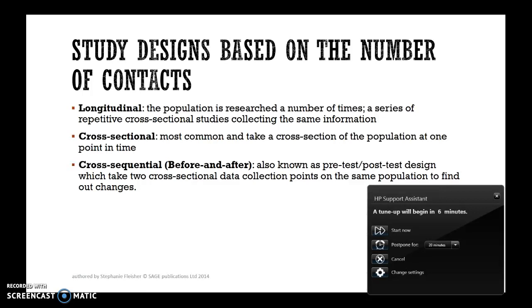And then the last one, cross sequential, or sometimes people call it before and after, takes 2 cross-section data collecting points on the same population to find out the change. So it's going to have multiple contact times and cross-section different groups of people. So it's kind of a combination of both of the first 2.